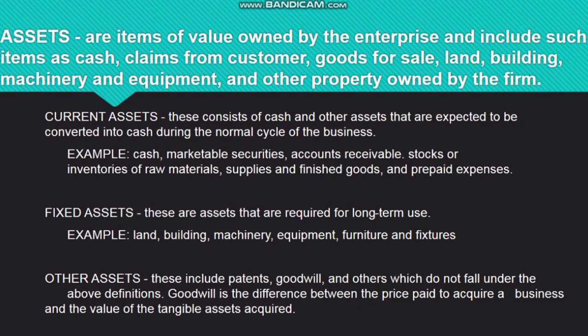Fixed assets are the non-current assets, meaning that the assets have a useful life of more than 1 year. Fixed assets include property, plant, and equipment, or PPE for short, and are recorded on the balance sheet. Under fixed assets are land, building, machinery, equipment, furniture, and fixtures. Other assets are the miscellaneous assets that cannot be classified as current assets or fixed assets or even intangible assets. Next, please.